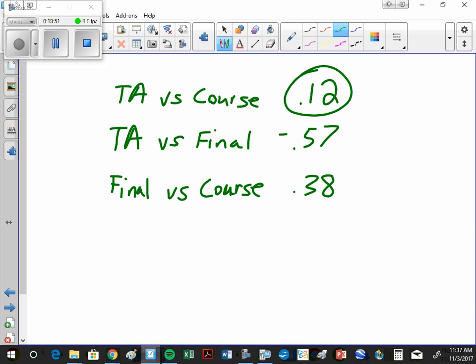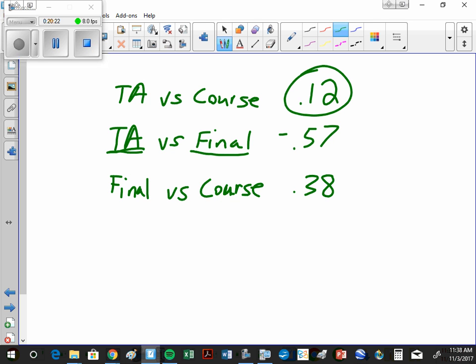Well, so A is asking, oh, I'm on the wrong page. On average, the sections that liked their TA did better on the final. So these are the kids that liked their TAs, and as the liking of the TA goes up, the score on the final goes down. So A is false, sorry. Yep.